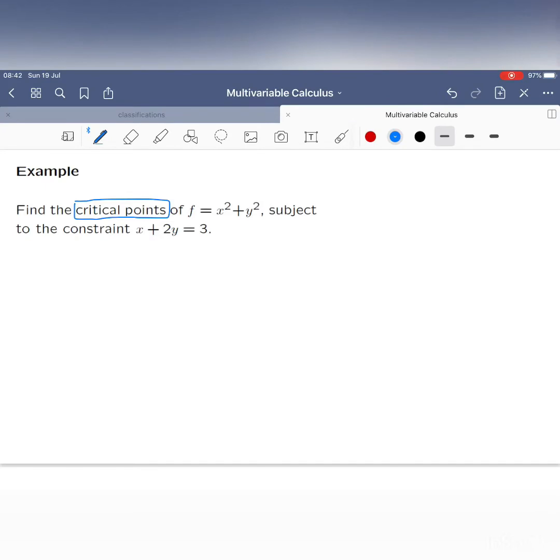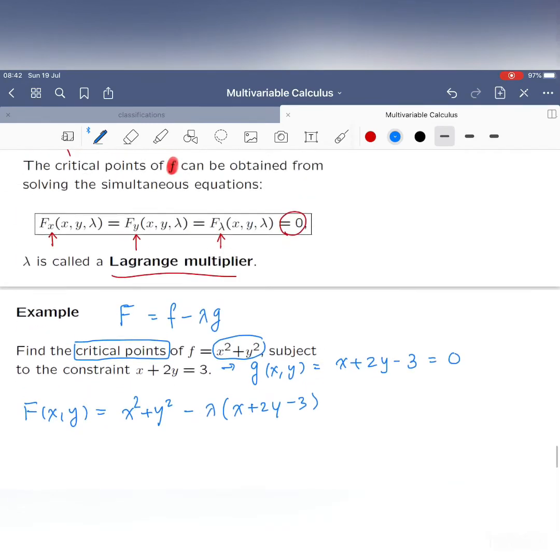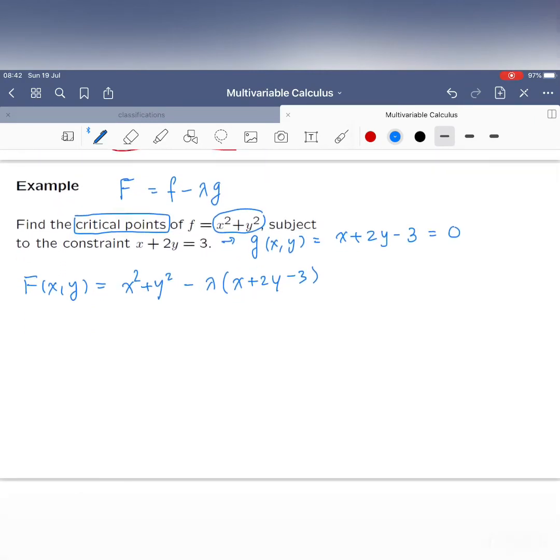So it means that your g(x,y) is x plus 2y minus 3 equals 0, and this one is your small f. What you are going to construct is a capital F, which is the small f minus lambda g. So it is lambda and then your g. Don't forget to have your parentheses, because there is a negative in front of the lambda.